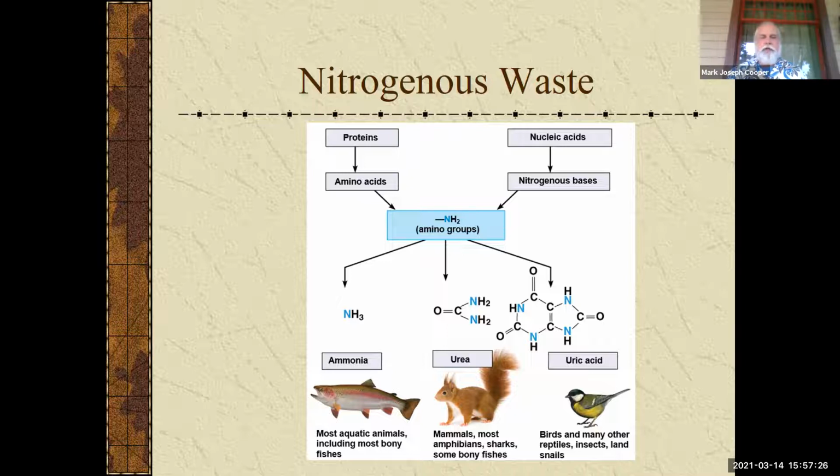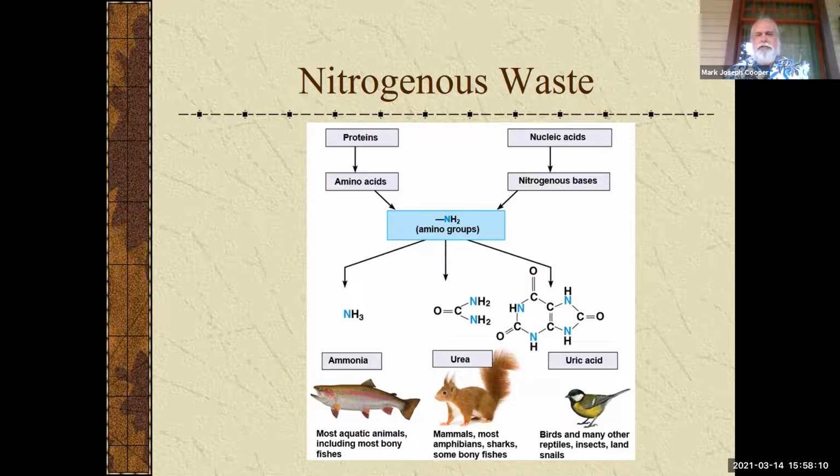Now, ammonia is a very small molecule, and that's really what these things are broken down into. The problem with ammonia, what you need to know, is it's highly toxic. We use ammonia as a disinfectant, and there's a reason for it. So it's not something you can store in your body. The only animals that can really use it have a large, constant source of water that they can use to flush the ammonia out of the system.